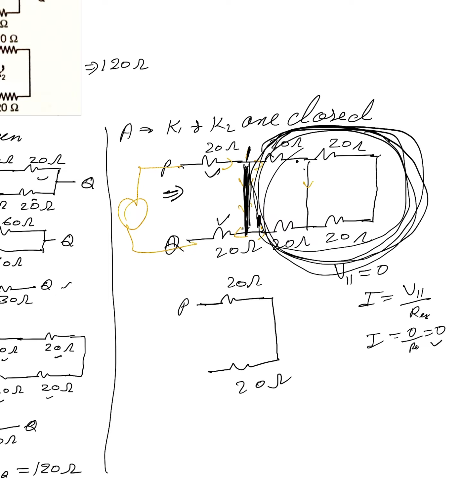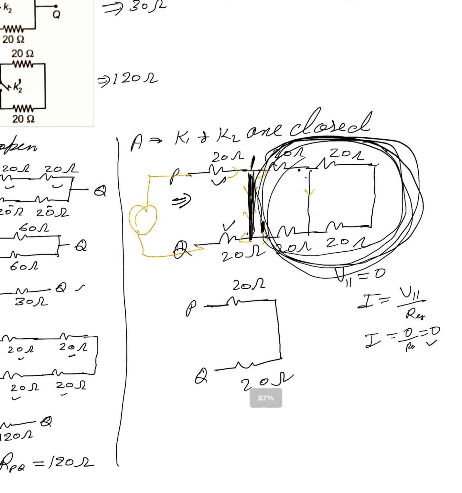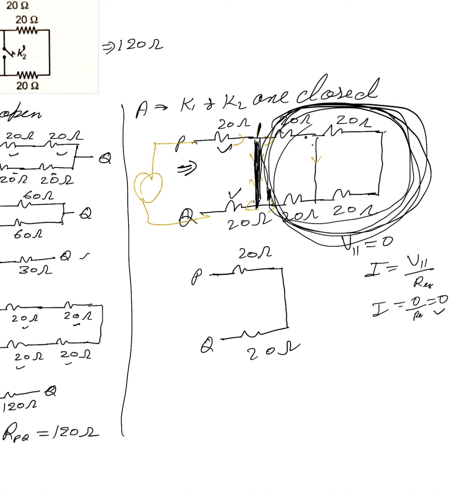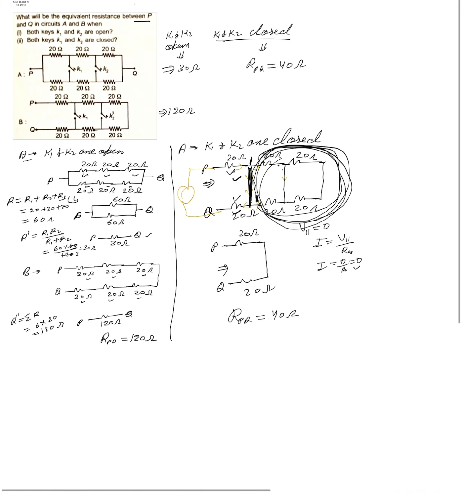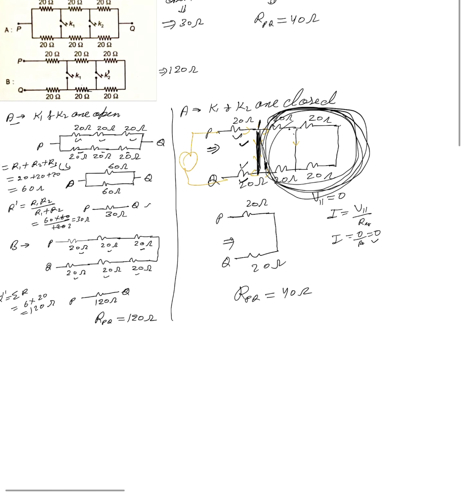Working resistance, or you can say involved, is 20 ohm, and this 20 ohm and this 20 ohm are involved for working. So that's why the equivalent resistance R of PQ is written as simply 40 ohm. Clear? So both are in series. So you can say that R of PQ is 40 ohm. Clear or not? Now we are focused on the second one.